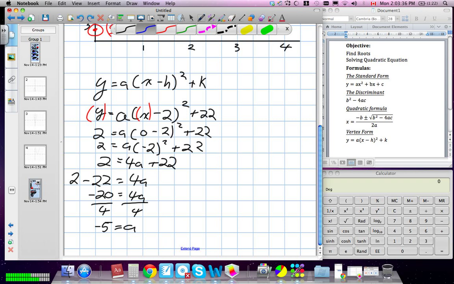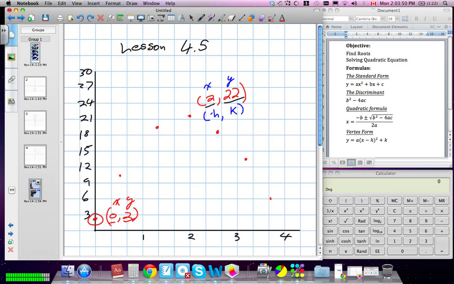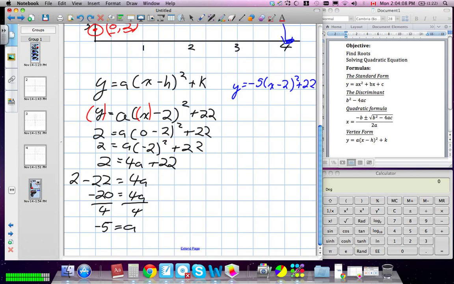So this was A. Question B says, use the model to determine when the rock will hit the ground. So in other words, they're looking for the x-intercept. Okay? So we're going to use the equation we have now to determine that. What we're going to do is we're going to set this equation equal to 0 because an x-intercept, we know, will have a y value of 0. And we got to find the x. So we're going to plug 0 in for y and solve for x now. So we'll do this in black.